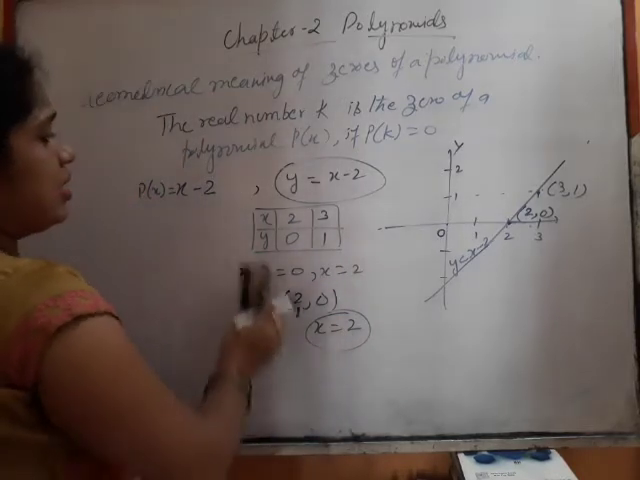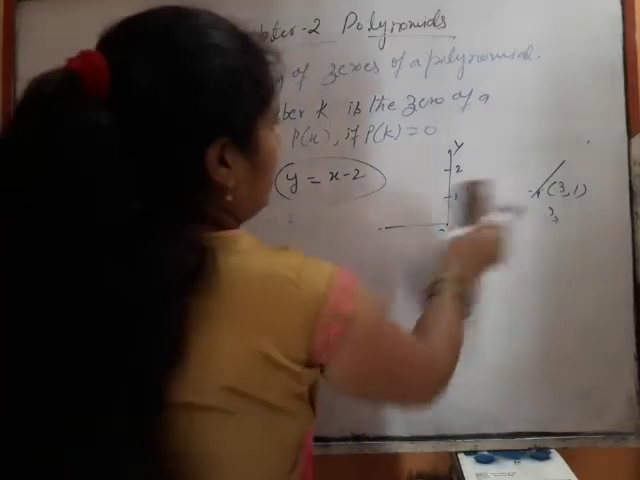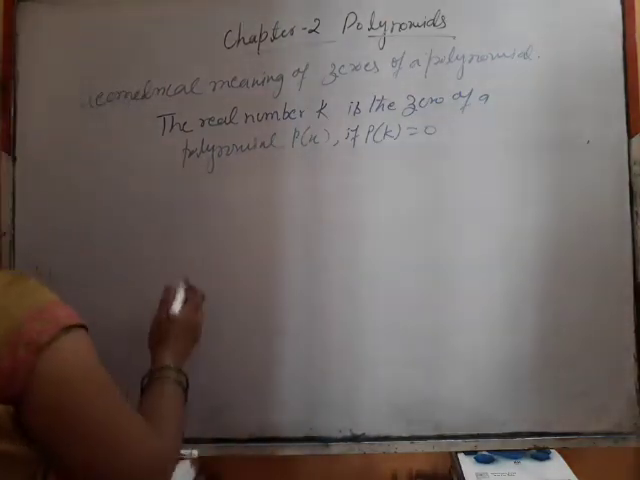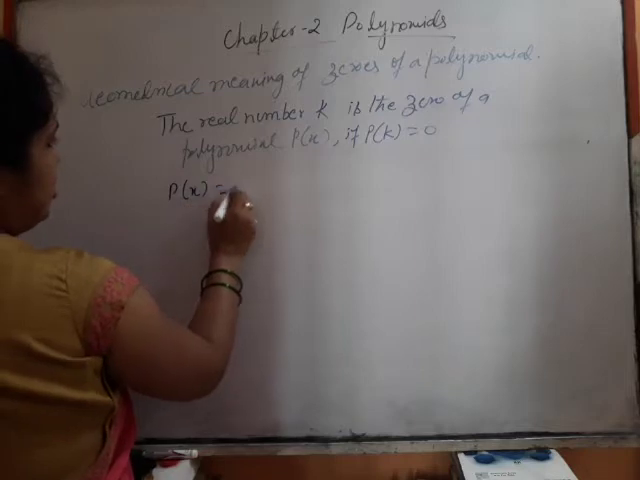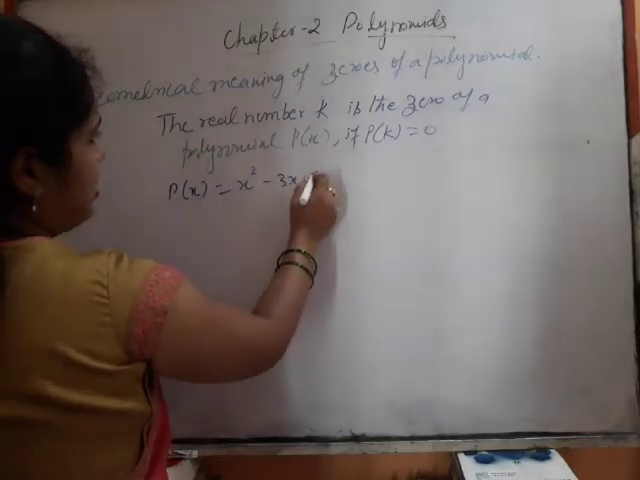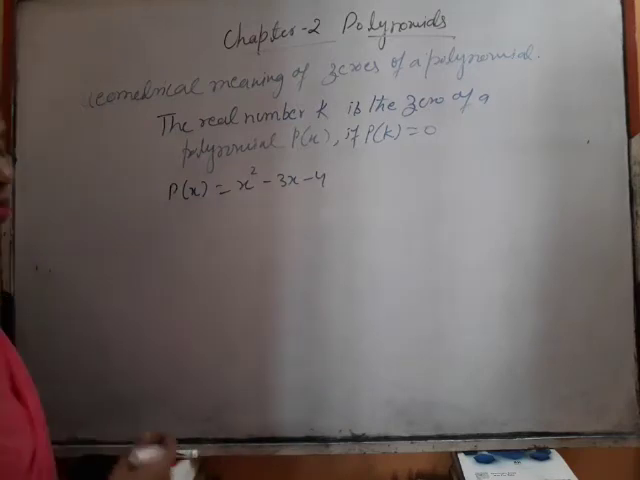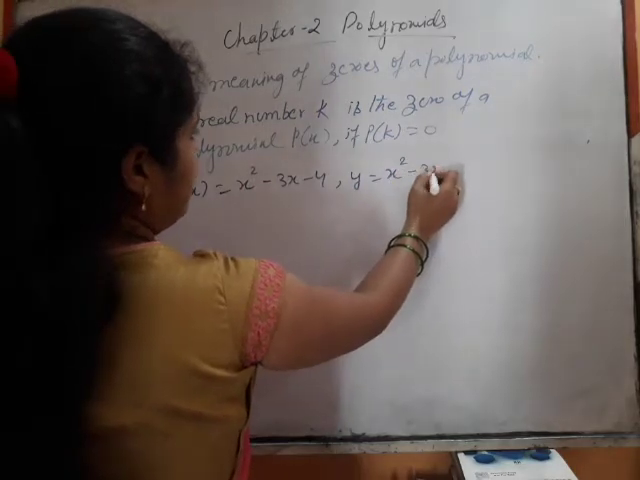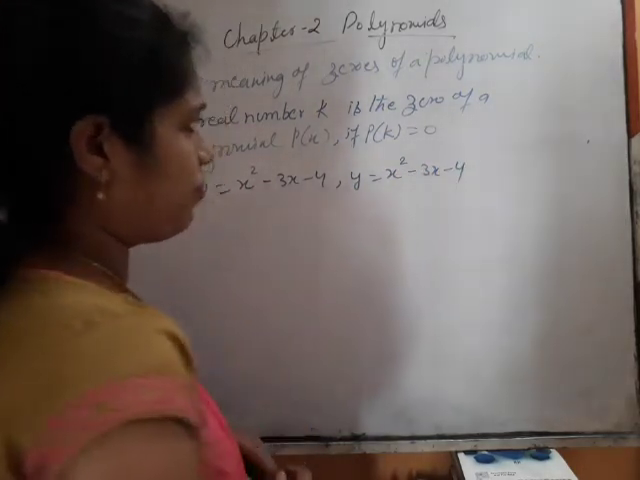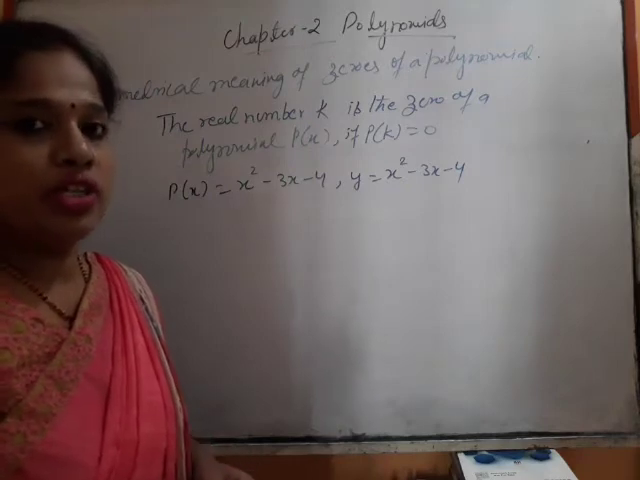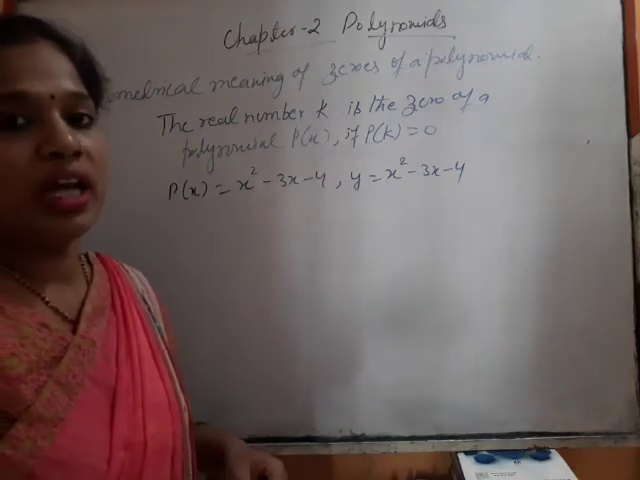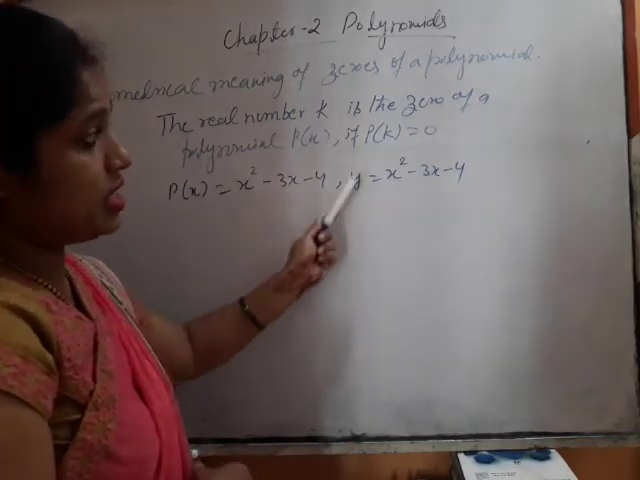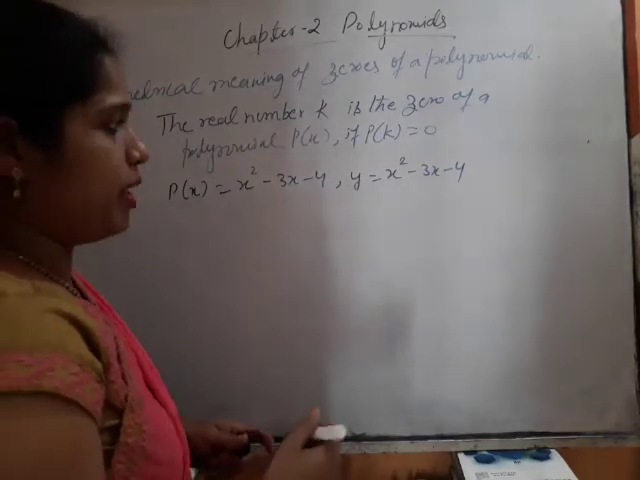Okay, now let us consider a quadratic polynomial. p(x) equals x square minus 3x minus 4. If I write y equals x square minus 3x minus 4. We have learned how to plot linear equations in two variables graphically in class 9. If we need to plot this equation graphically in the Cartesian plane, we need a table.